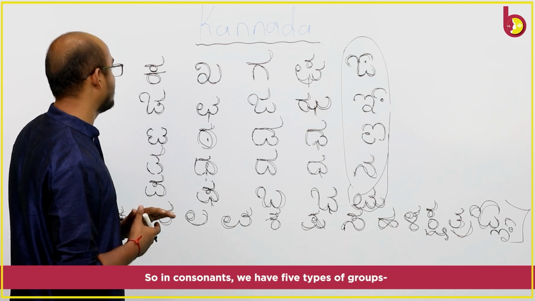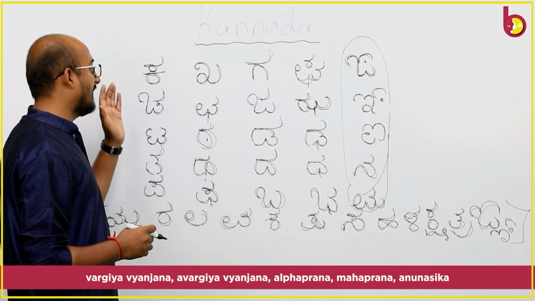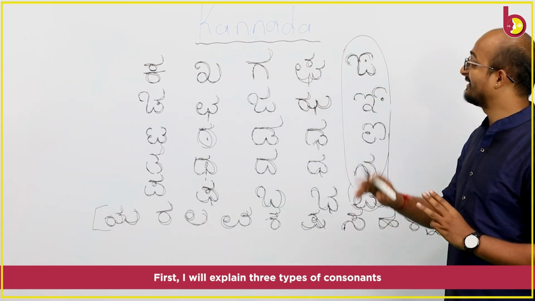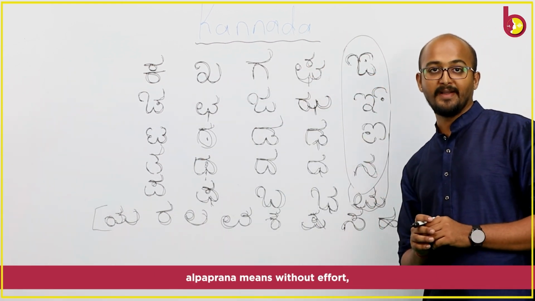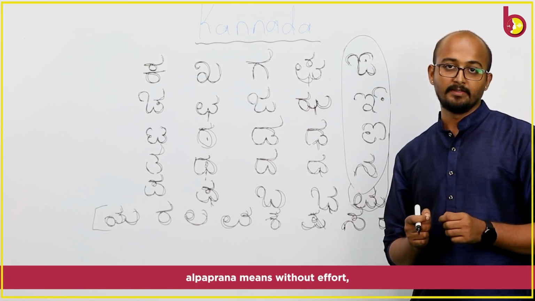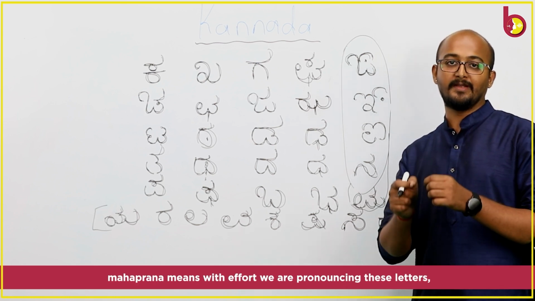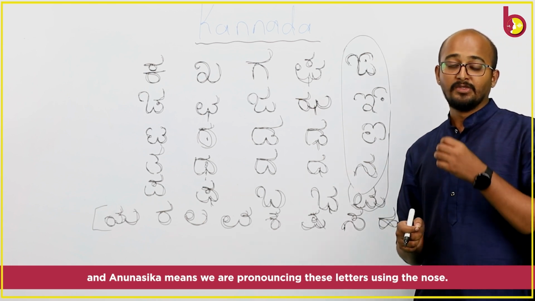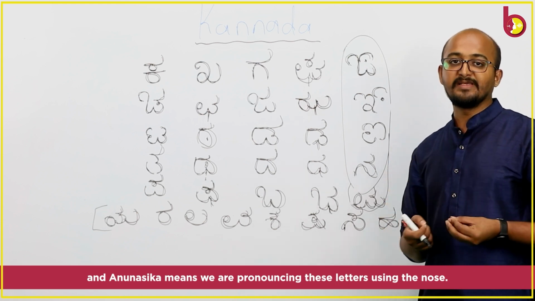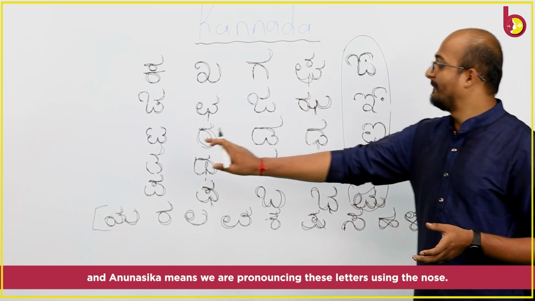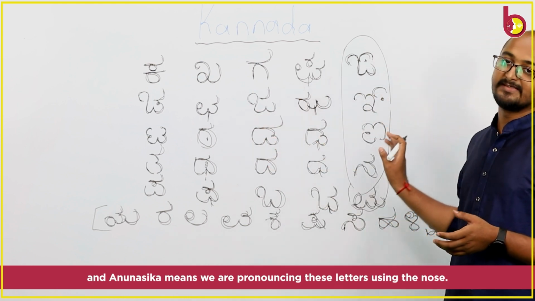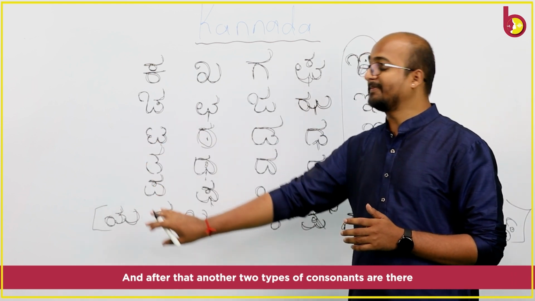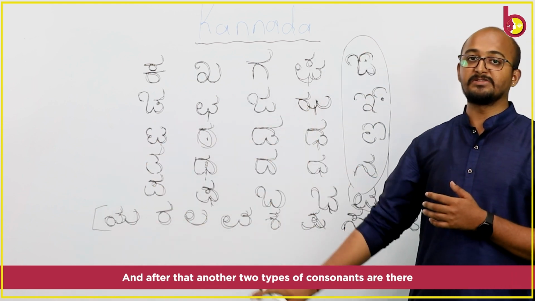Here, five types are there. First, I will explain three types in consonants: Alpaprana, Mahaprana, Anunasika. Alpaprana means without effort. Mahaprana means we pronounce these letters with effort. And Anunasika means using the nose, we are pronouncing all five letters. And after that, another two types in consonants.